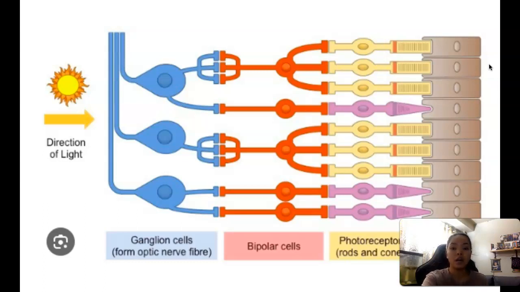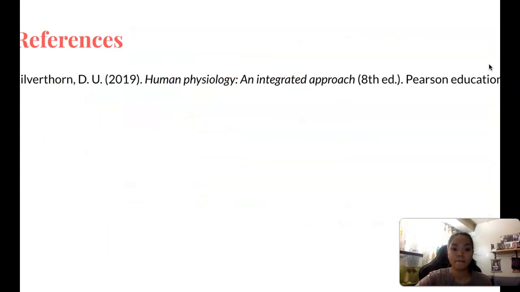There are not as many endocrine and horizontal cells as there are ganglion and bipolar cells and photoreceptors, but they are distributed in between these different cells to help facilitate communication. And that is the end of my presentation.